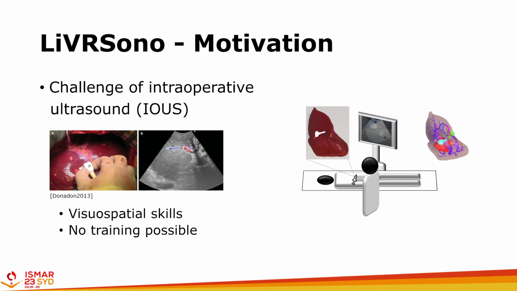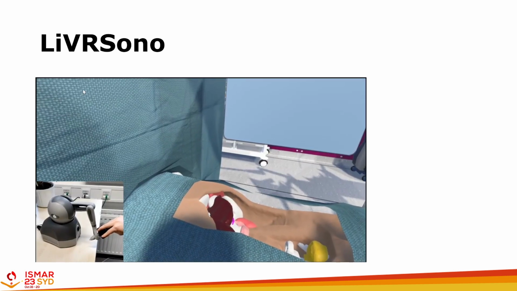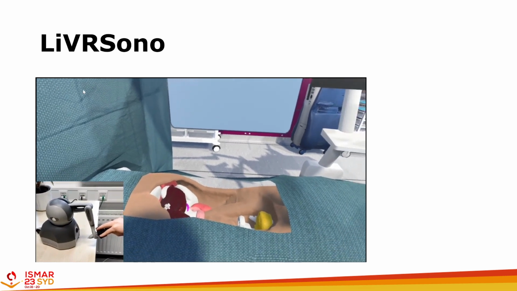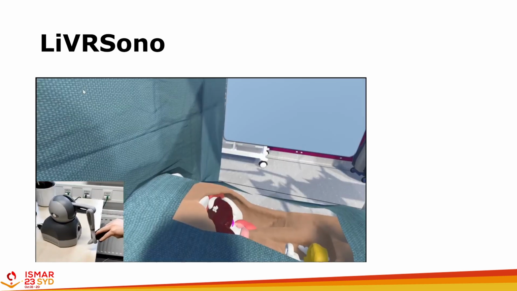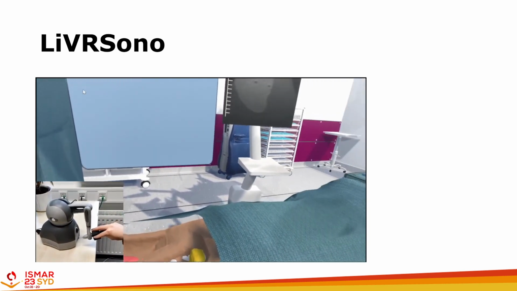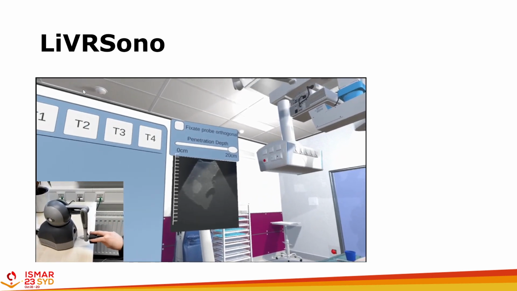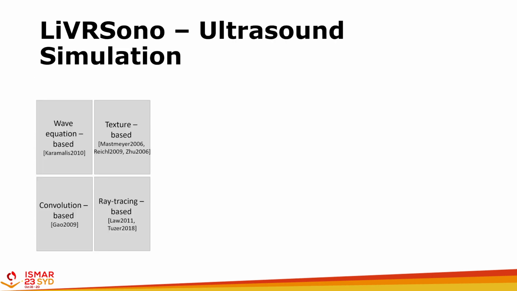The basic functionality of this training application can be seen in this video. The user can move the ultrasound probe on the liver, and on the right side there's an ultrasound monitor with the real-time ultrasound simulation. The application can be divided into these 2 parts: first the ultrasound simulation itself and then the training environment. When simulating ultrasound images, there's always the challenge of having a fast but also realistic and physically correct simulation.